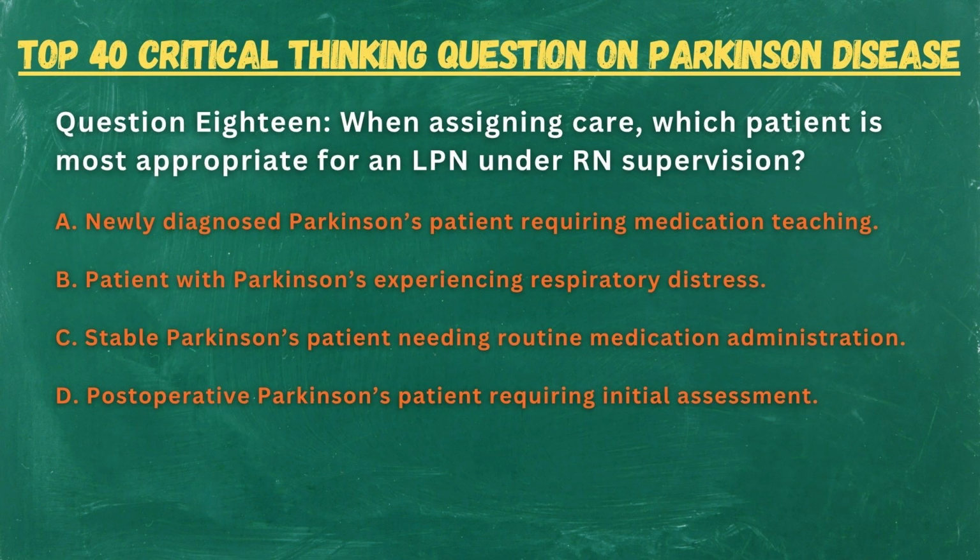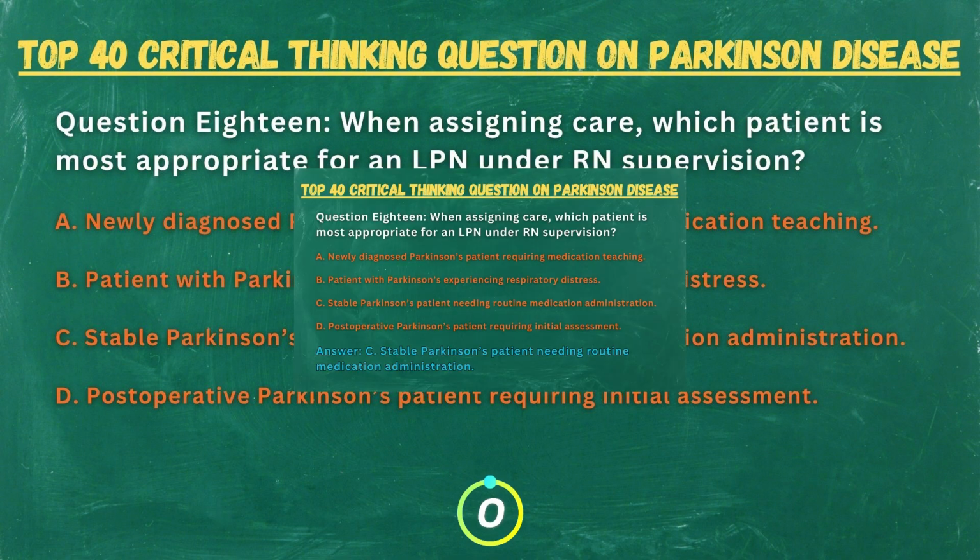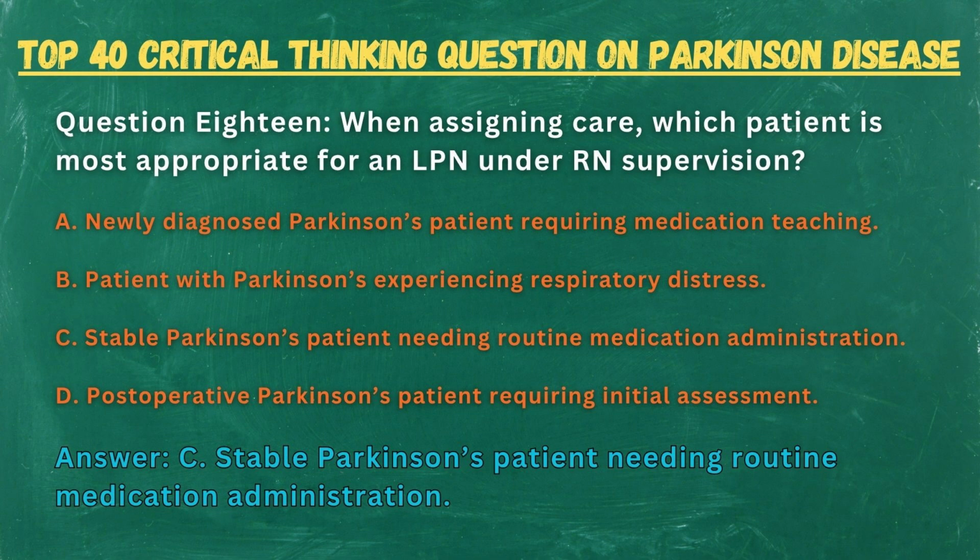Question 18. When assigning care, which patient is most appropriate for an LPN under RN supervision? A. Newly diagnosed Parkinson's patient requiring medication teaching. B. Patient with Parkinson's experiencing respiratory distress. C. Stable Parkinson's patient needing routine medication administration. D. Postoperative Parkinson's patient requiring initial assessment. Answer: C. Stable Parkinson's patient needing routine medication administration.